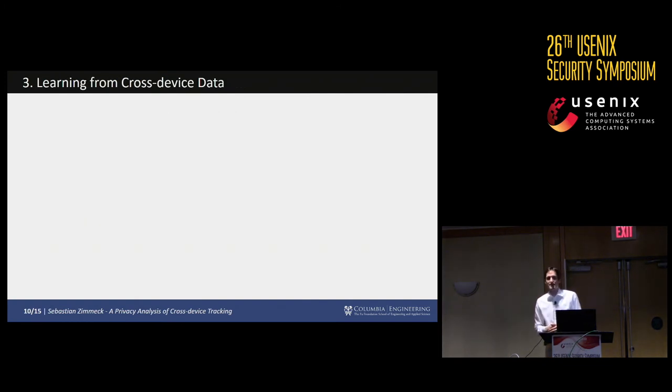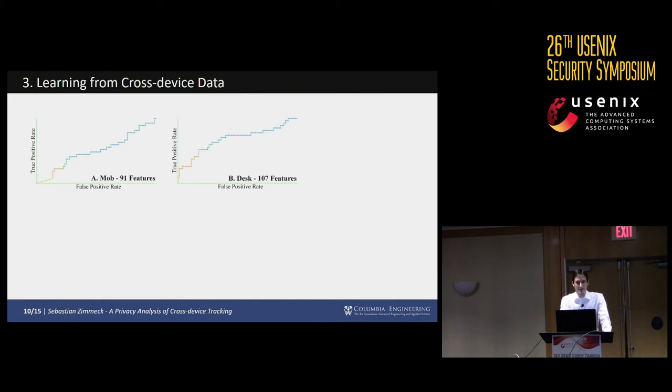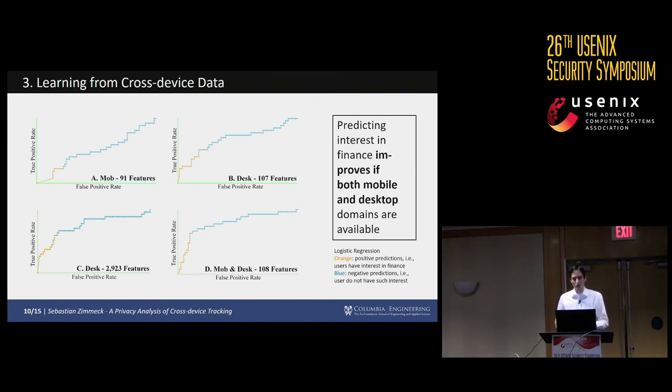Now, what can be learned from cross-device data? If I have cross-device data, is that any better than just having data from one device? Maybe it is, maybe it isn't. We tried to answer that question, at least for some interests and some personas. And in this graph, what you can see is the ROC curve of having an interest in finance. So we asked our participants in our study, okay, do you have an interest in finance? And if you only take the mobile data, you get the curve on the left. If you take desktop, that's what you get on the right. And if you increase the feature space and possibly get some more meaningful features, then you can slightly improve the results. But it turned out clearly that if you use both, you can do much better.